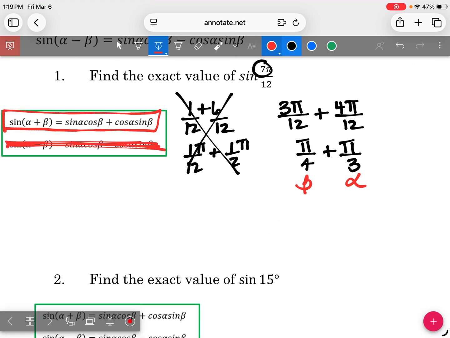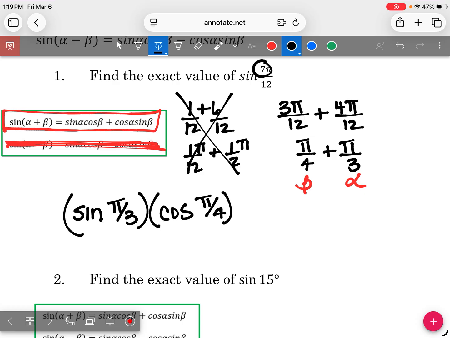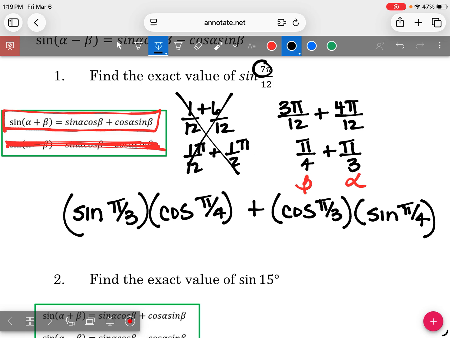So we have the sine of alpha, which is pi over 3. We're going to multiply that by the cosine of beta. And then we're adding to that the cosine of alpha times the sine of beta. All right, go to your unit circle and let's fill in all 4.